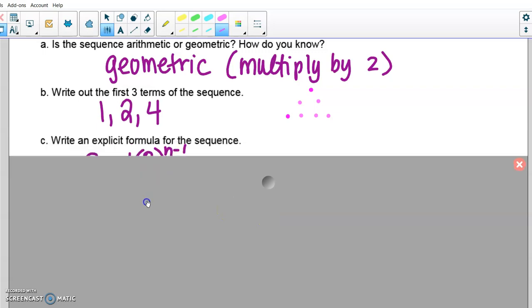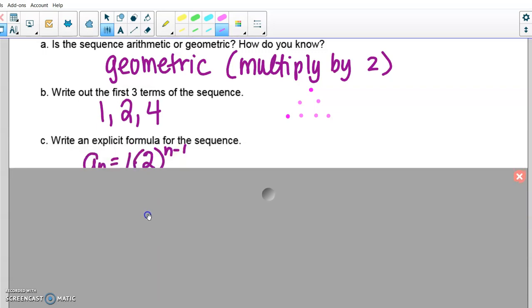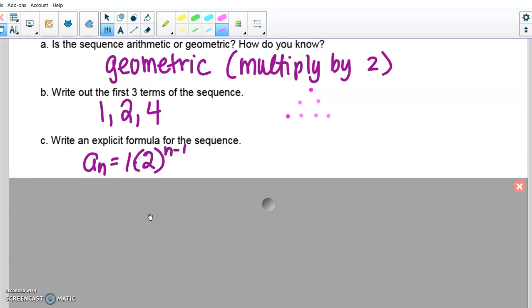Next it says to write an explicit formula for the sequence. So we're trying to get this generic formula for us to use. It's always a sub n. Then remember, it's the first term, which in this case is boring old 1. Our common ratio, what we're multiplying by, would be 2. 1 times 2 is 2. 2 times 2 is 4. So our common ratio is 2. And then it's still just raised to the n minus 1 power.